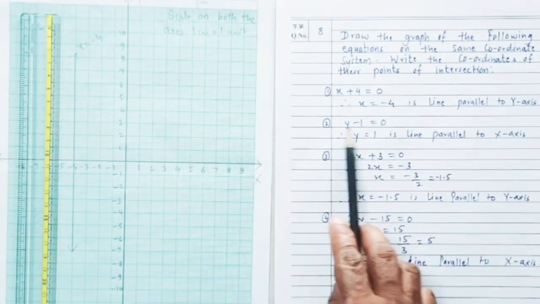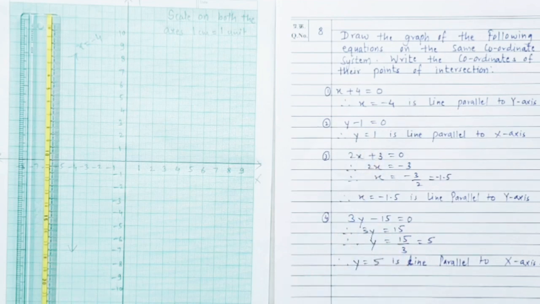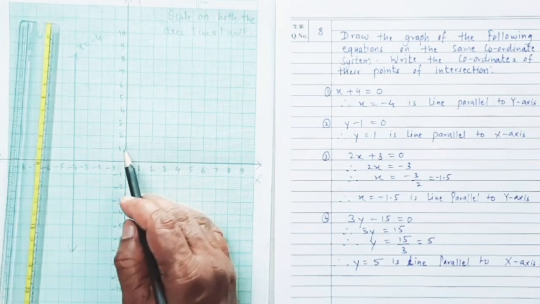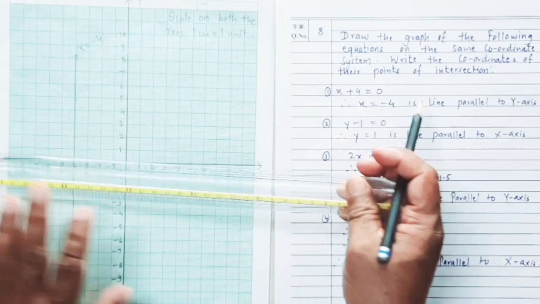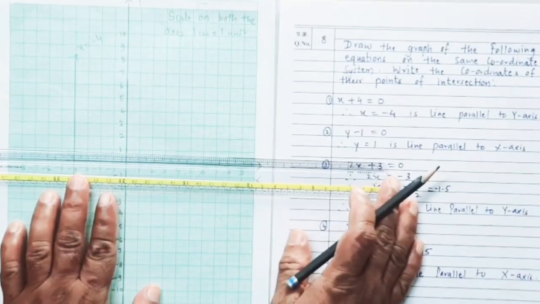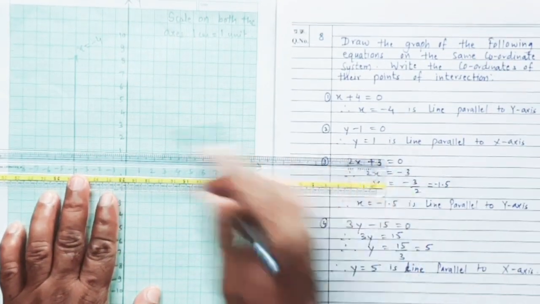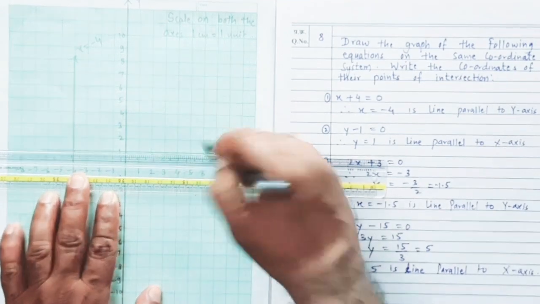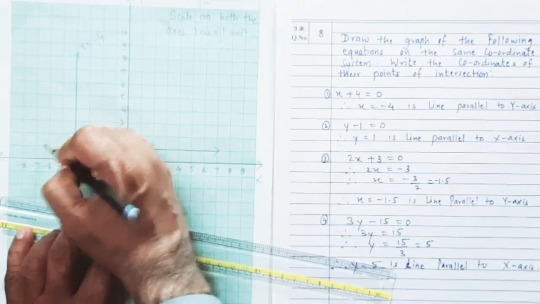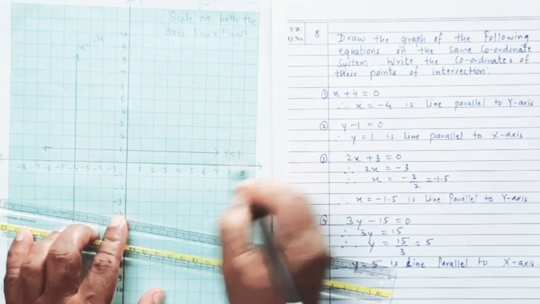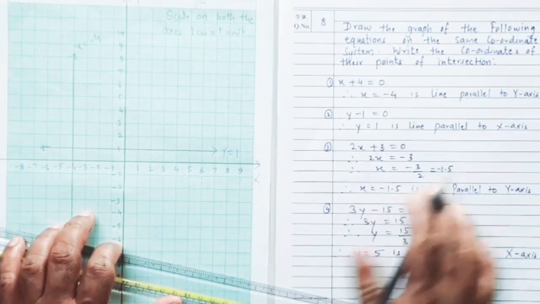Now second, y minus 1 is equal to 0, so y is equal to 1, y equal to 1 on the y-axis. So the line y is equal to 1 is parallel to the x-axis.